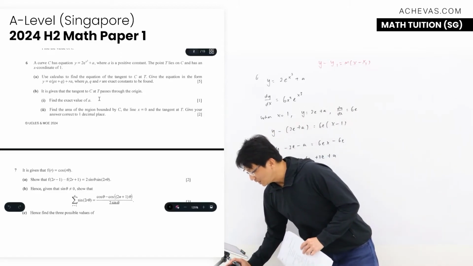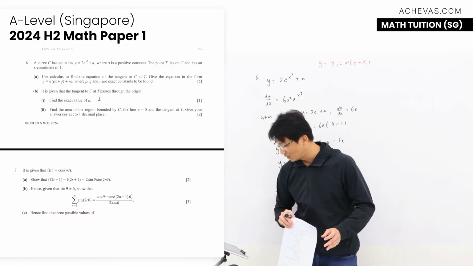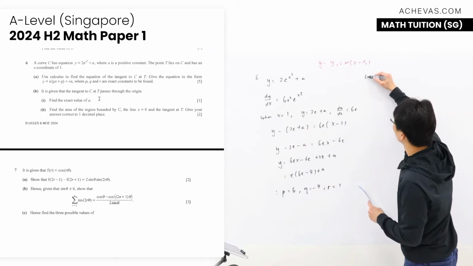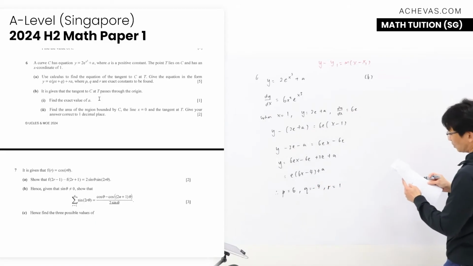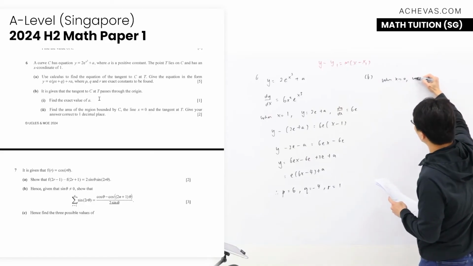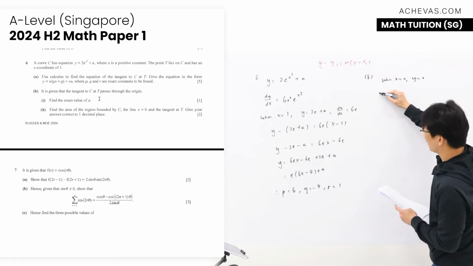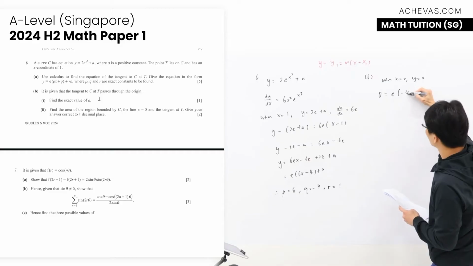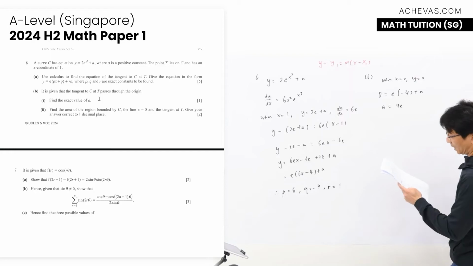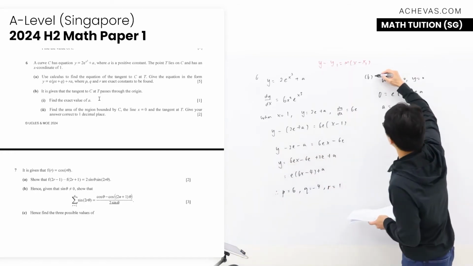Alright, as for part B, it says given that the tangent to C at t passes through the origin. So I know that this expression here will pass through the origin. I can just substitute x equal to 0 and y equal to 0 into this particular expression here. Therefore, I'll get 0 equal to e(minus 4) plus a. I can solve that a equal to 4e. Okay, that is B part 1.